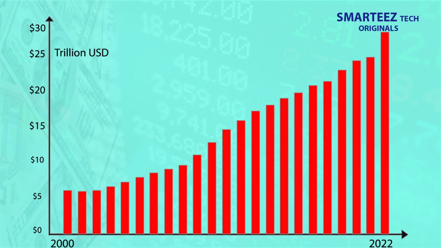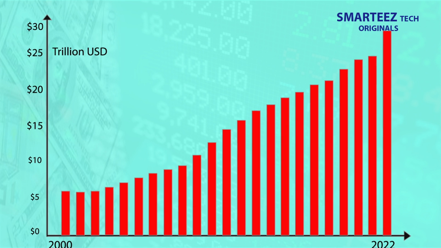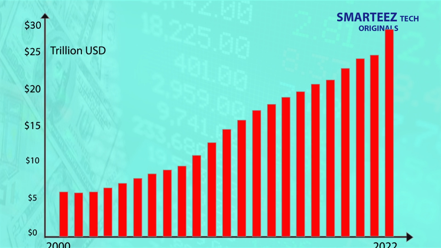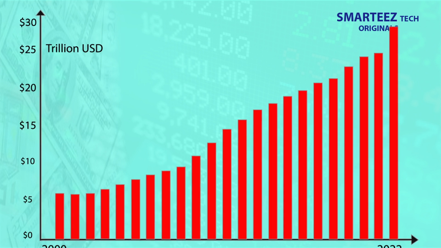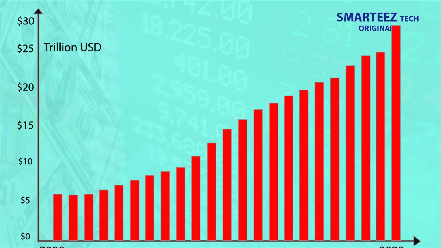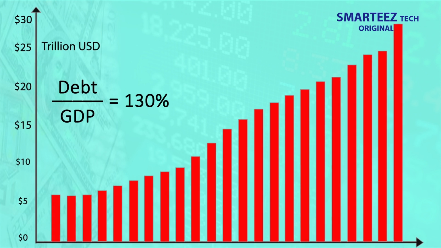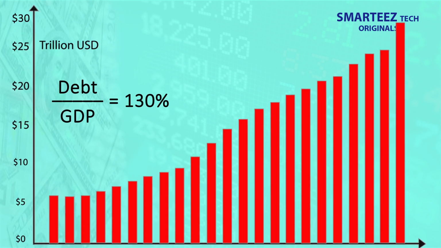In the year 2022, the US national debt went past $30 trillion. That is $25 trillion more than the $5 trillion in 2000. The debt-to-GDP ratio reached almost 130%.